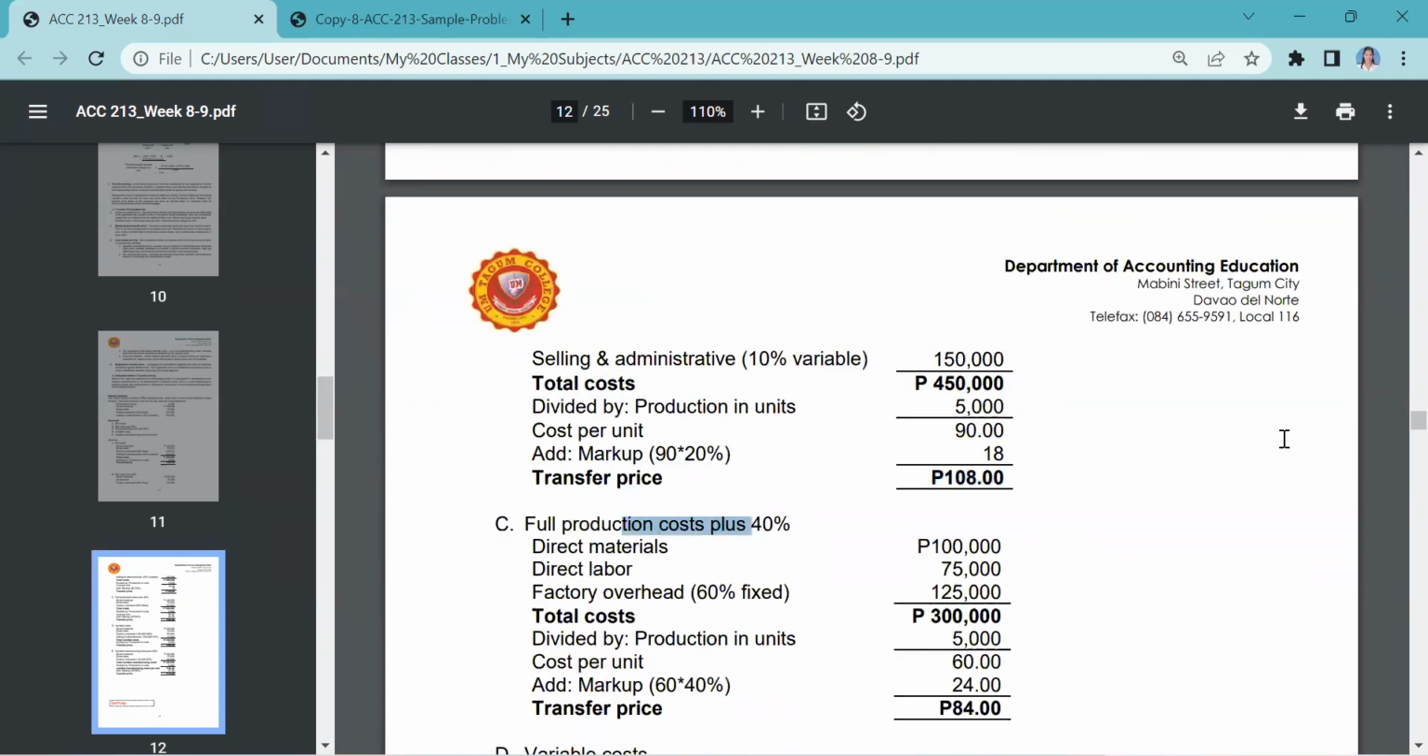This one is full production cost, but plus 40%. So full production cost: you have direct materials, direct labor, your factory overhead. So it's only all the manufacturing costs, so the period costs are not included. Only the product costs. So you have again 175 and 125. So this is our total manufacturing cost. You divide it by the number of units produced. So 60 pesos per unit, then the markup, it says based on the production cost 40%, so you have 24 pesos.